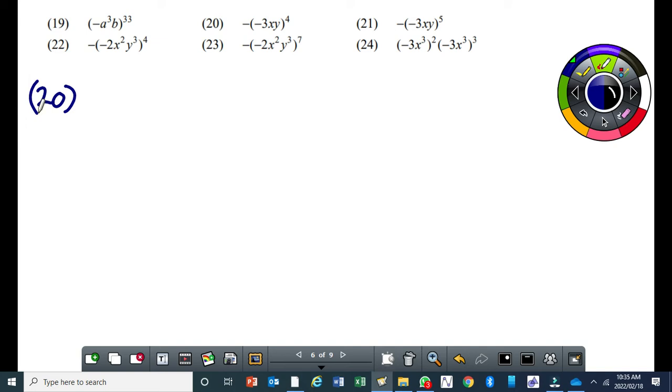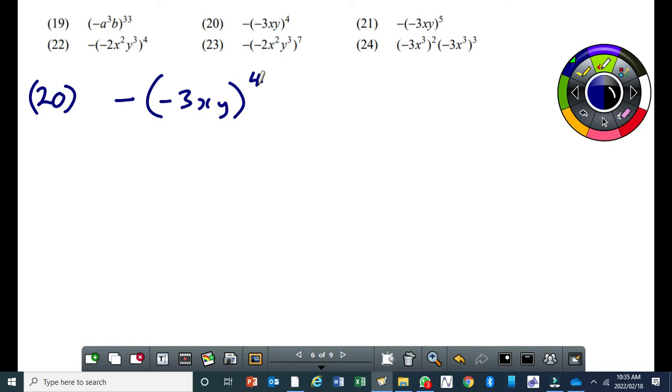Right? So number 20, you put minus 1 times minus 3xy all raised to the power of 4. For this question, be aware that you have a coefficient which is minus 3. So this 4 affects the minus 3. Since the exponent is an even number, if I simplify what's inside the bracket, I'll get a positive answer. But there's a minus outside the bracket, which means the final answer must be the negative answer.